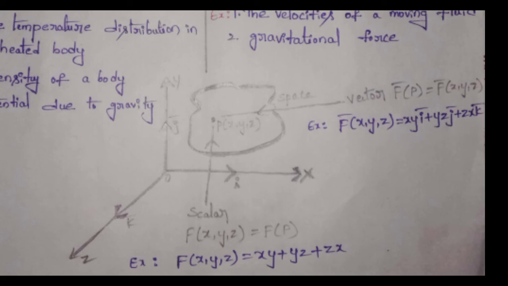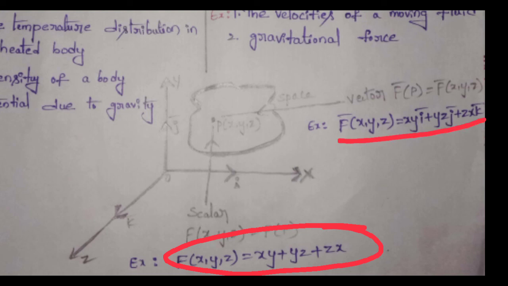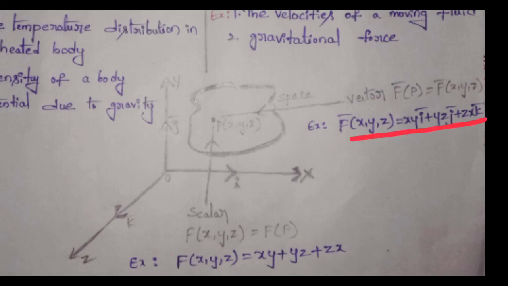Here we observe that the major difference between scalar point function and vector point function is that the scalar point function doesn't have any direction, but vector point function has direction. Directions means i, j, k. The vector function has the i, j, k terms. But scalar point function doesn't have any directions. This is the major difference between scalar point function and vector point function.